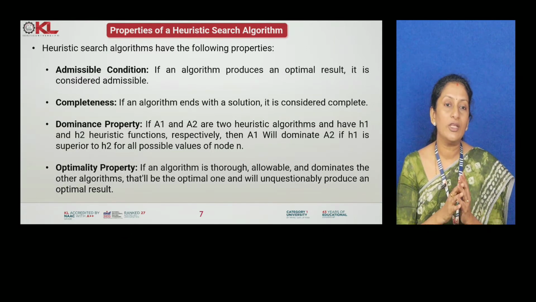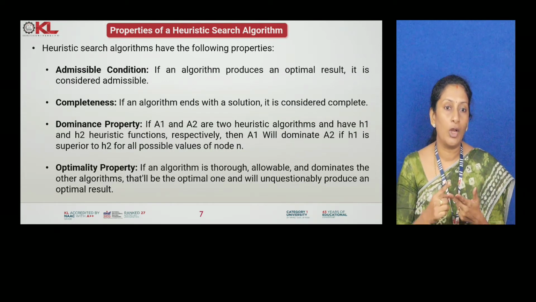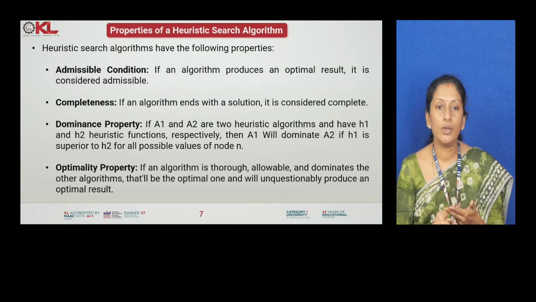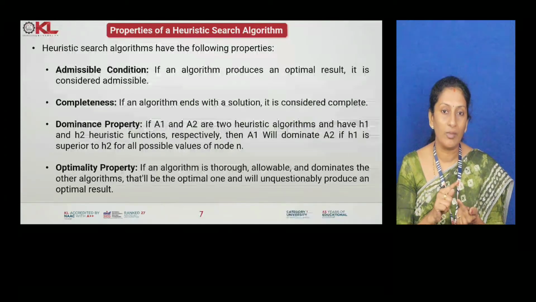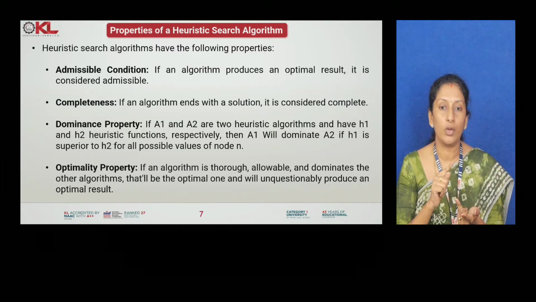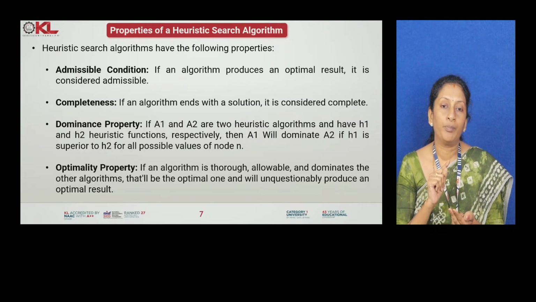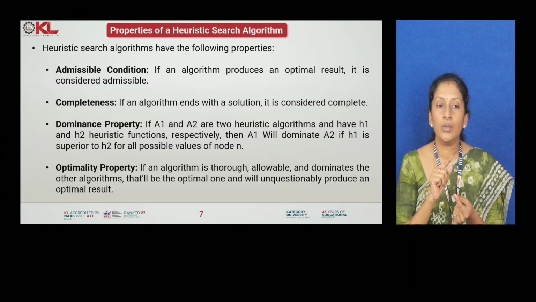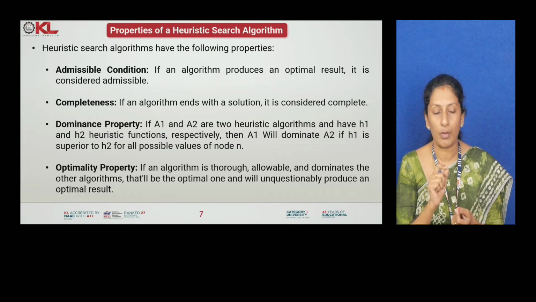I am explaining about it. A1 and A2 are two algorithms which make use of heuristic functions, and when the heuristic value h1 of algorithm A1 is superior to the heuristic value h2 of A2, then we say that A1 dominates A2. And one more thing to remember is that this superiority should be satisfied for each and every node or state of a problem.